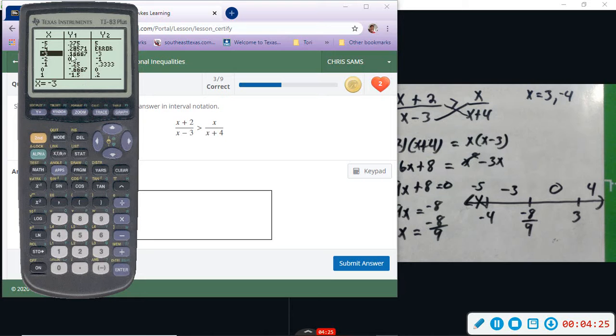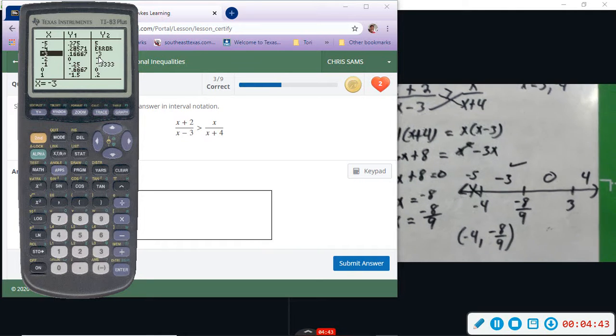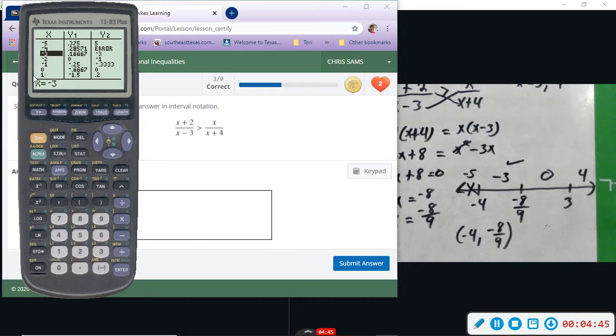Alright, now we're going to look at negative 3. Is 0.166 a positive number greater than a negative number? Yes, it is. So this part in the middle, from negative 4 to negative 8 over 9, will work. It will be part of our solution. Alright, now we're going to look at 0. And I'm looking to see, is this negative 0.66 greater than 0? And the negative number is not going to be greater than 0. So that means that this portion will not be in our solution.